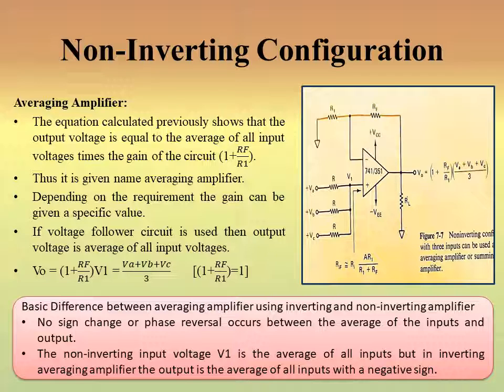So what we see is that the non-inverting input voltage is itself the average of all inputs, whereas in inverting averaging amplifier, the output voltage is the average of all inputs with a negative sign. So this is averaging amplifier. Now this circuit can also behave like a summing amplifier. We will discuss it in the next lecture.